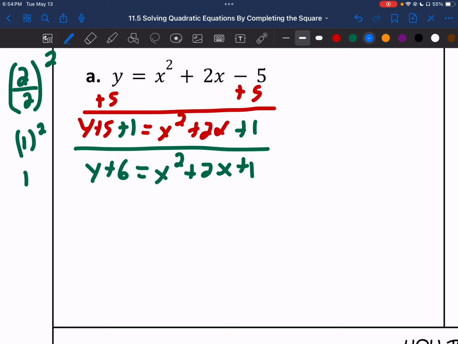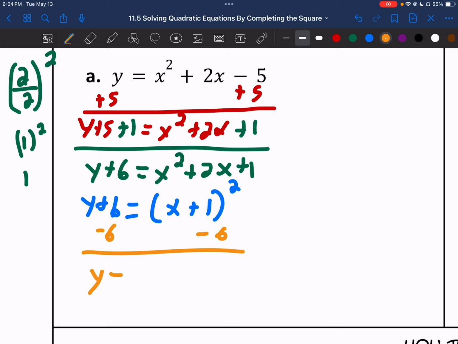We factor the right side. We have y plus 6 is equal to x plus 1, the quantity squared. Now you see where I'm going with this? You'd go and subtract 6 from both sides of the equation. You get y equals x plus 1 squared minus 6. And boom, we're in vertex form.